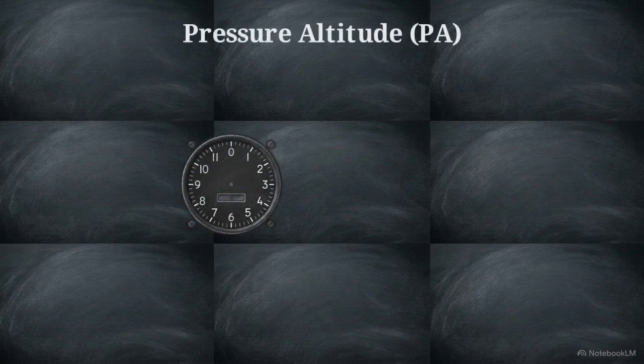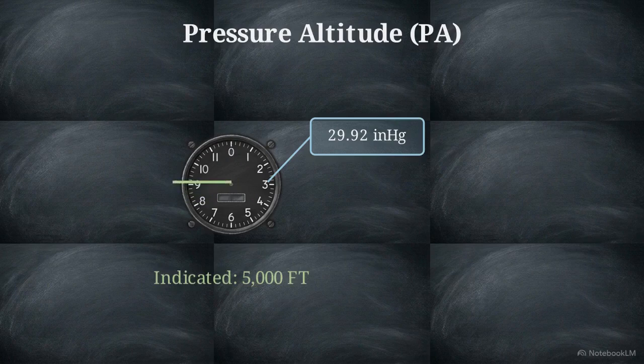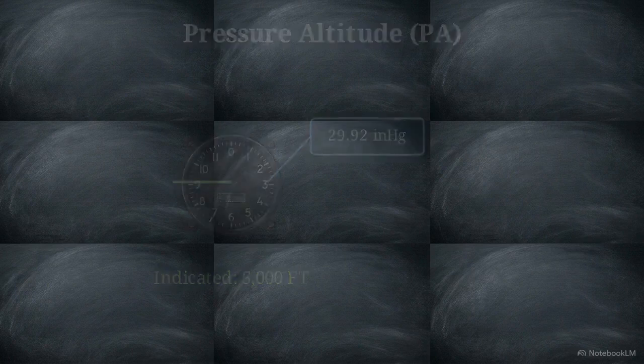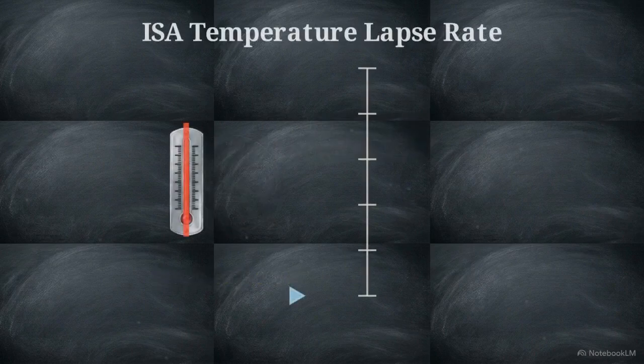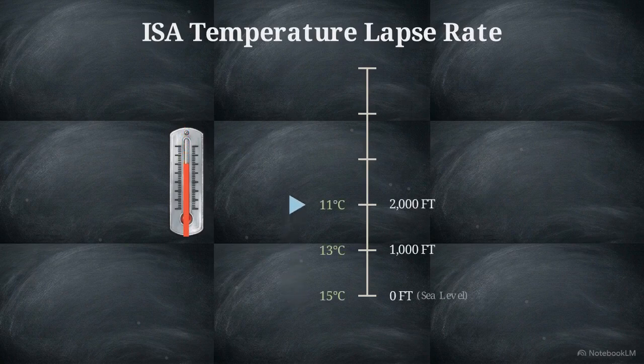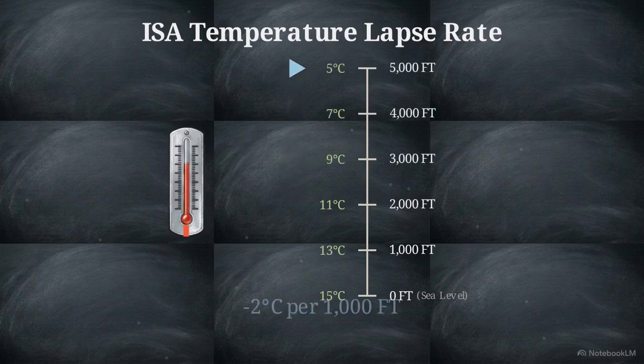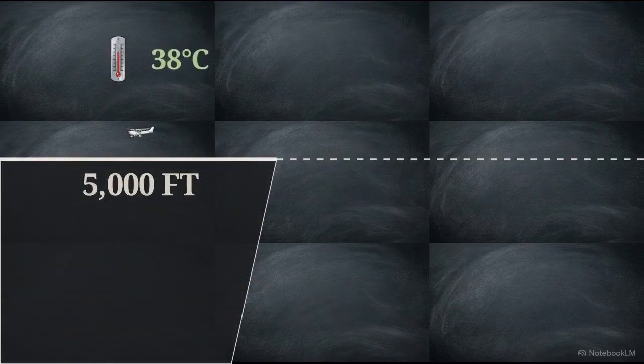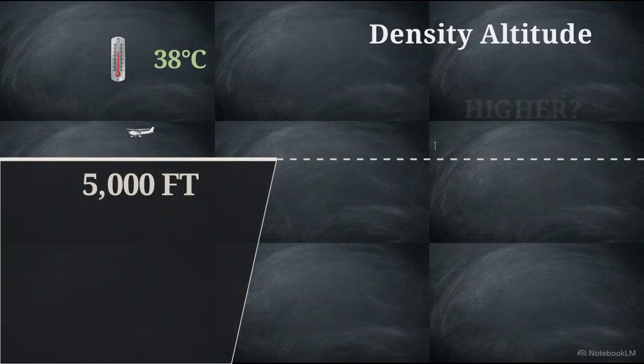To find this number, we start with pressure altitude. This is the altitude indicated on your altimeter when you dial the setting to the standard pressure of 29.92 inches of mercury. We then compare the actual temperature to the International Standard Atmosphere, or ISA. Standard temperature starts at 15 degrees Celsius at sea level and decreases by 2 degrees for every 1,000 feet of altitude. Based on that rule, let's look at our 5,000-foot airport at 38 degrees Celsius.